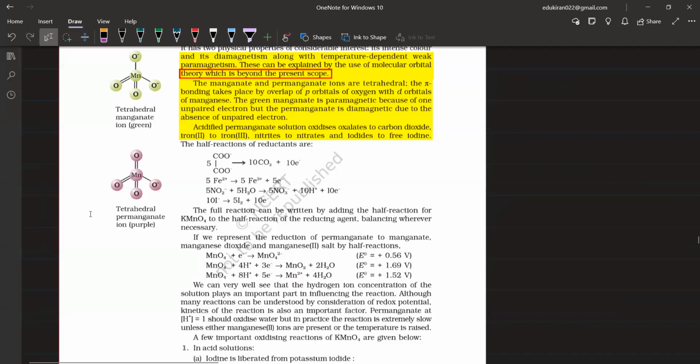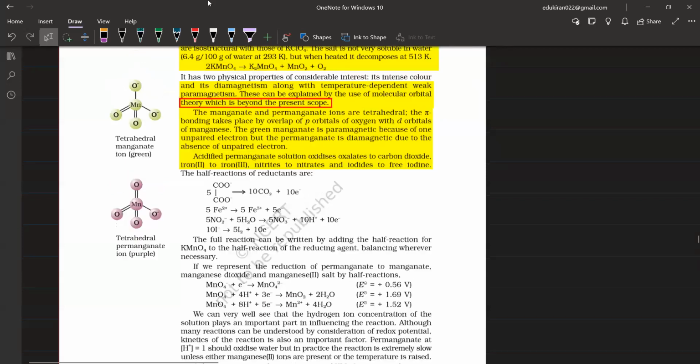बताइए क्या डिफरेंस है दोनों में. ये क्या है O आपका? O minus ions are lesser in the purple. Here we have MnO4 2 negative. और ये क्या है आपका? MnO4 1 negative. Okay, right. That is the difference here.